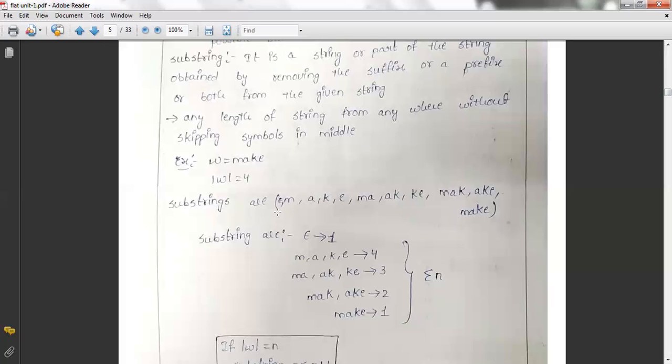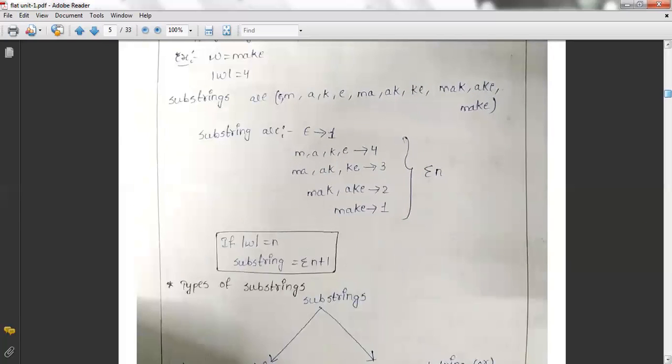So for MAKE, what are the substrings you are having? Epsilon, M, A, K, E, MA, AK, KE, MAK, AKE, MAKE. So all these will be the substrings here. Okay. So the number of substrings will be always the sum of n plus 1.